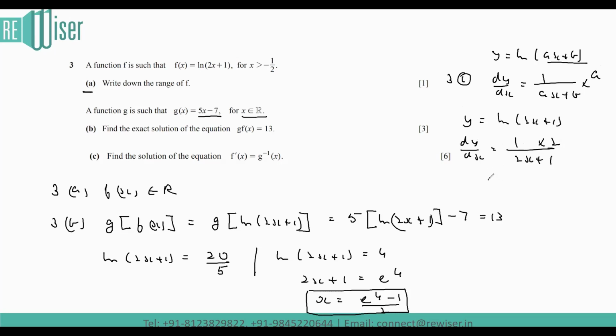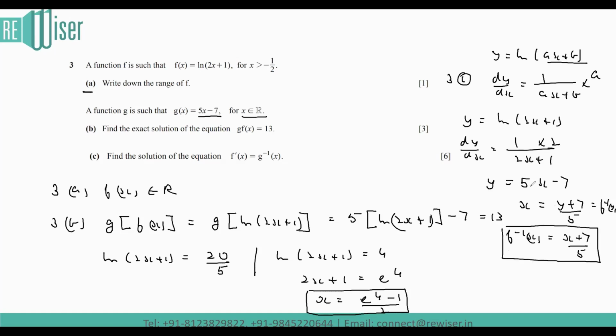To get g inverse (x), we'll write y is equal to 5x minus 7. We'll make x the subject, which should be equal to (y + 7) by 5. So that is equal to g inverse (y). If I replace y with x, the value of g inverse (x) should be (x + 7) by 5. Now they have said that f'(x), which is dy by dx, is equal to g inverse (x).